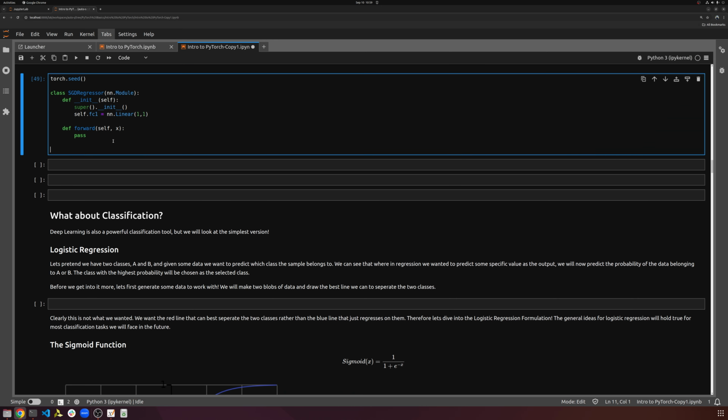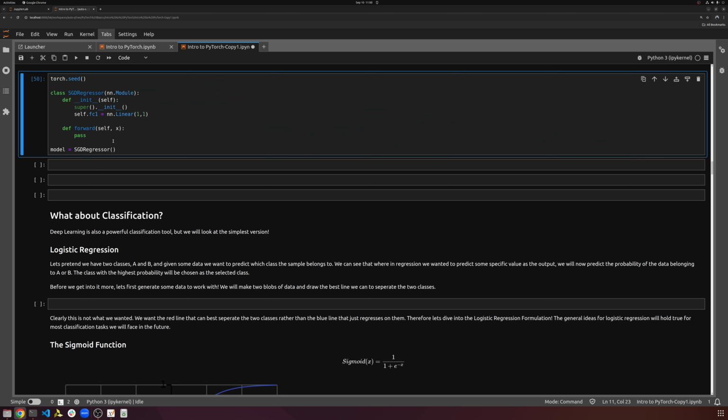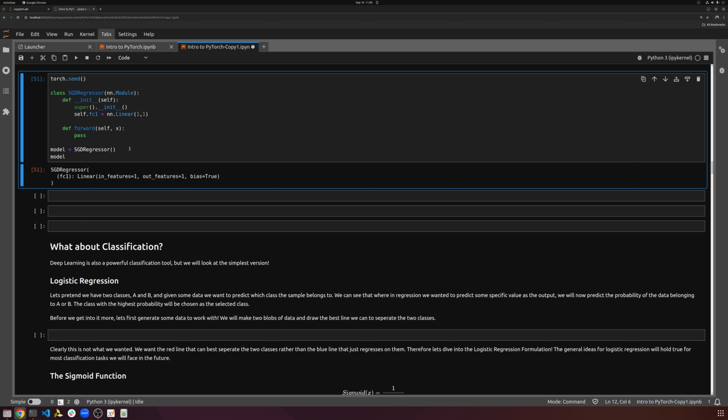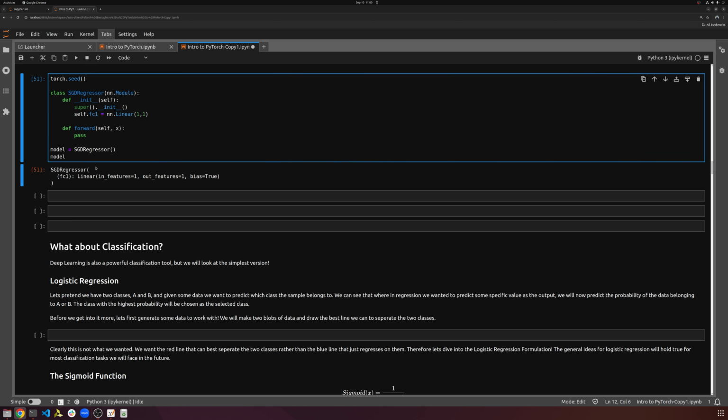So if we do model equals SGDRegressor() and print out the model, we can see this model is a single fc1 layer that's linear with one input feature, one output feature, and a bias. So I've been calling it intercept, but in PyTorch, the intercept is called a bias. We can actually probe this a little bit, .fc1. Actually, we'll probe it a little bit later. Let's set up the forward function first.